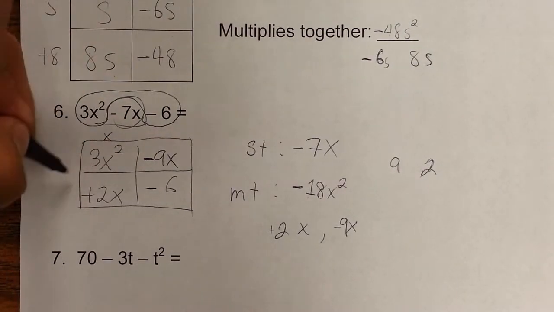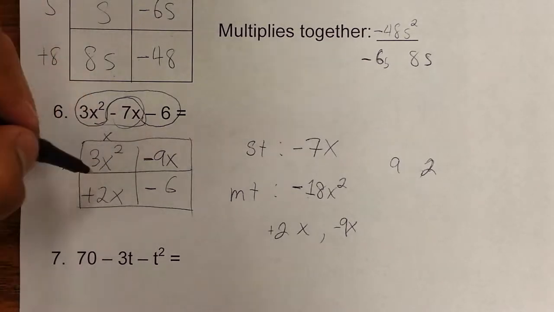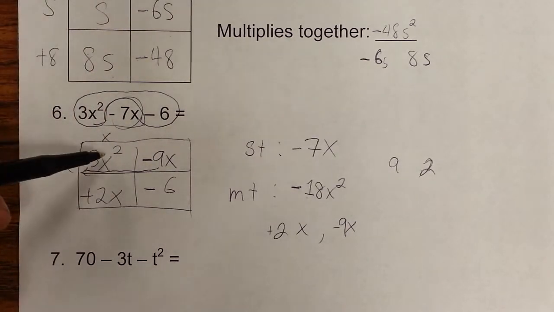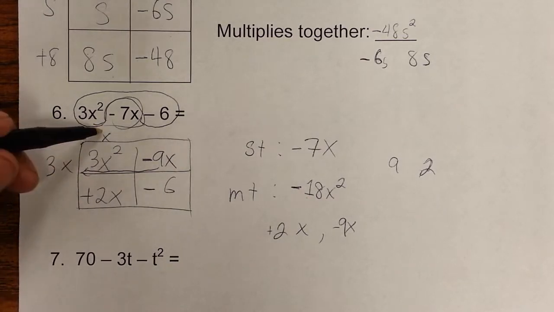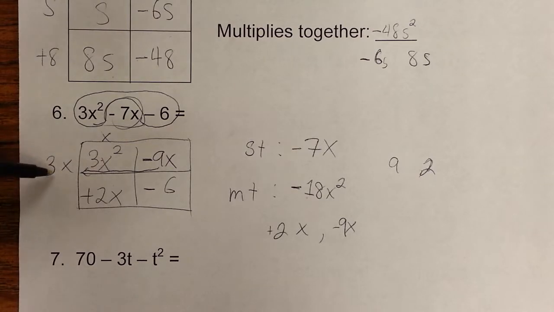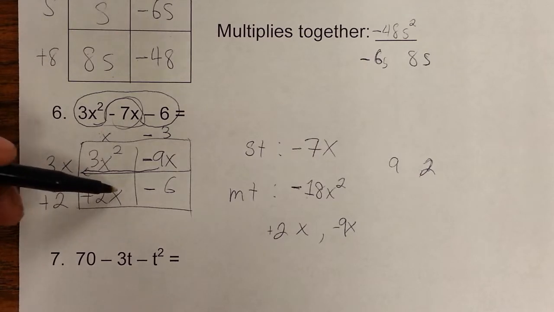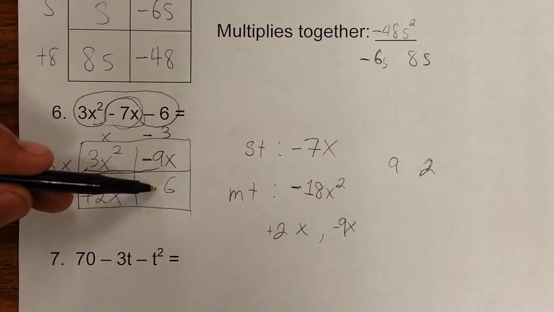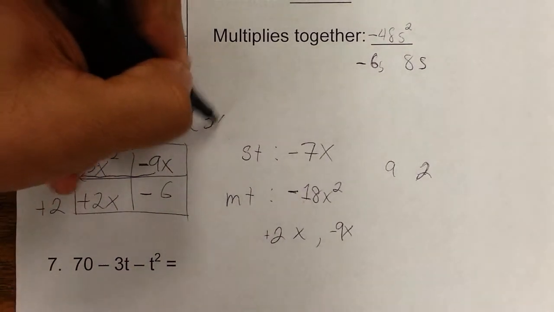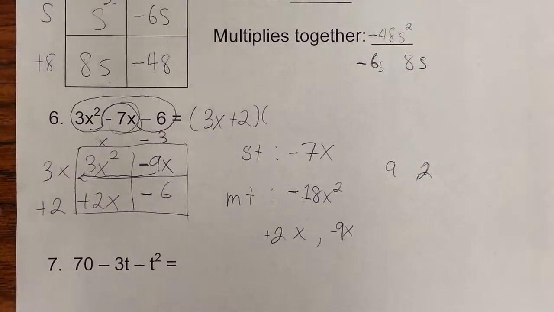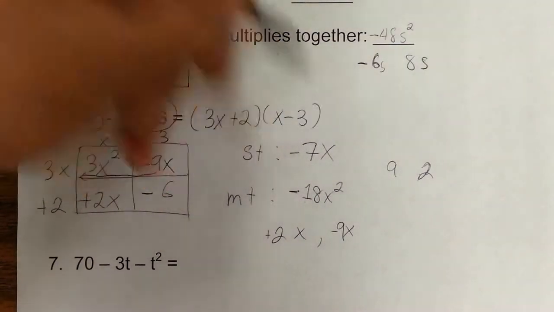So I've got an x times an x will give me that x squared. Now I need the 3. Well, the common factor along this 3x squared and this negative 9x is the 3x. So here's the 3x. 3 times x gives me that 3x squared. So 3x times a negative 3 will give me that negative 9x. And I've got x times a positive 2 will give me this positive 2x. And then 2 times negative 3, negative 6. So now we can write this as factored form. 3x plus 2 times x minus 3.